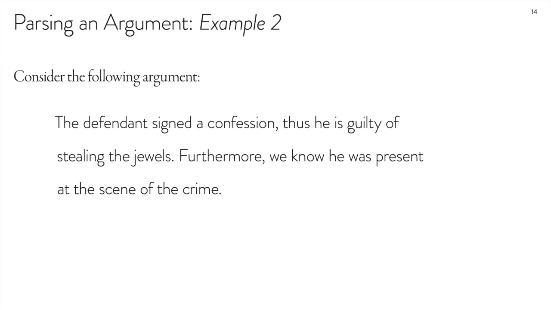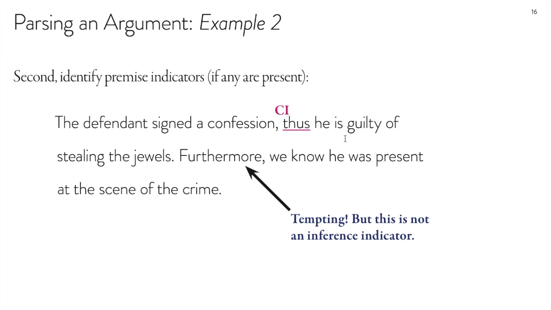So step 1, of course, is let's find some indicator words. I like to start with the conclusion indicator words. And we find one, good old thus. That's one I use, I think, a lot. I think I say thus and therefore very much. So we can underline that. So now we have a clue. Are there any premise indicators? There actually aren't any in this one.